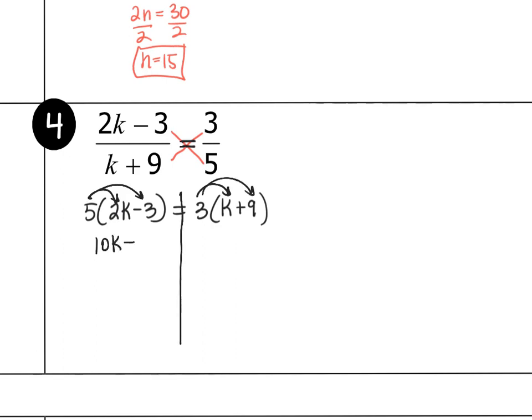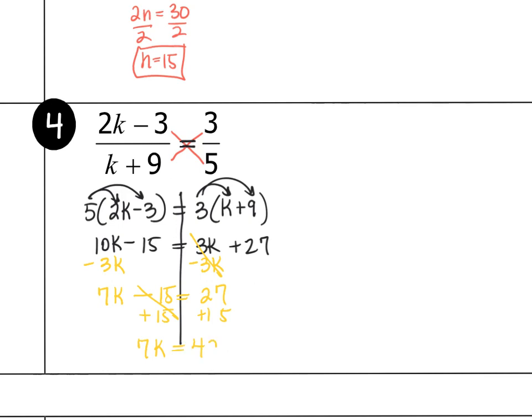So I get 10k minus 15 is equal to 3k plus 27. I do have variables on both sides, so let's handle that. I'm going to zero out this 3k and rebalance. That leaves me with 7k minus 15 is equal to 27. I'm going to add 15 to both sides, which leaves me with 7k is equal to 42. Divide by 7 to get that k is 6. And hopefully by now I've said it enough times that you should know how to check your answer.